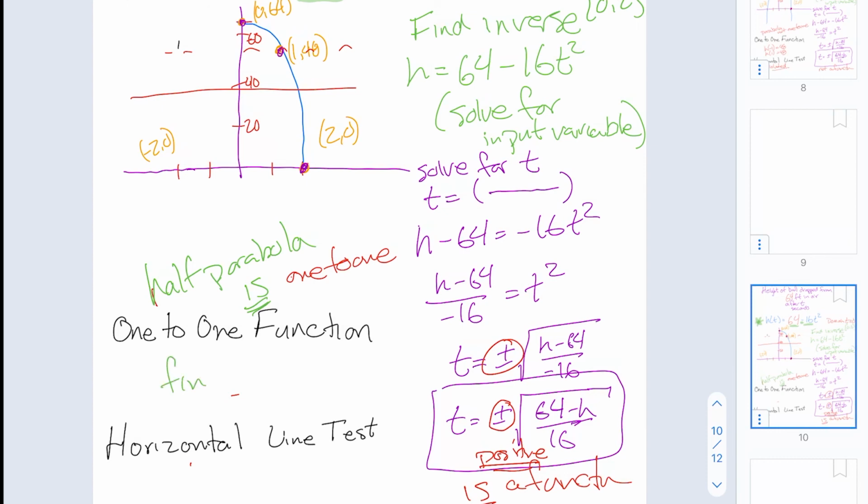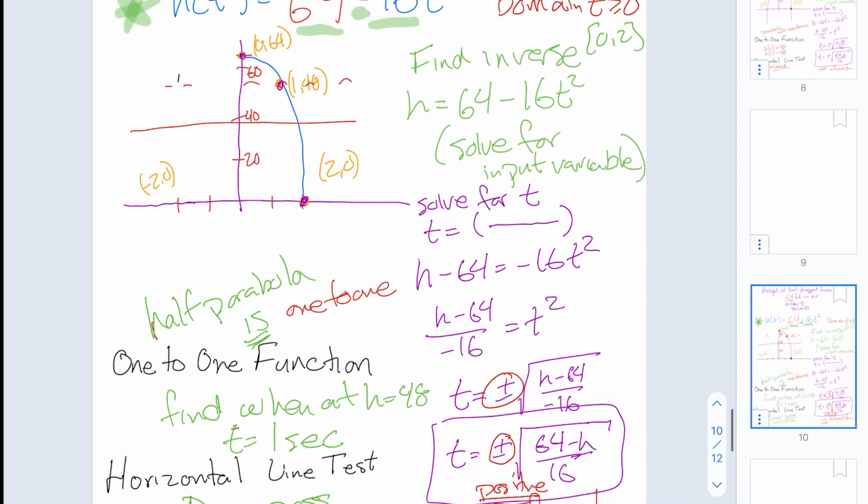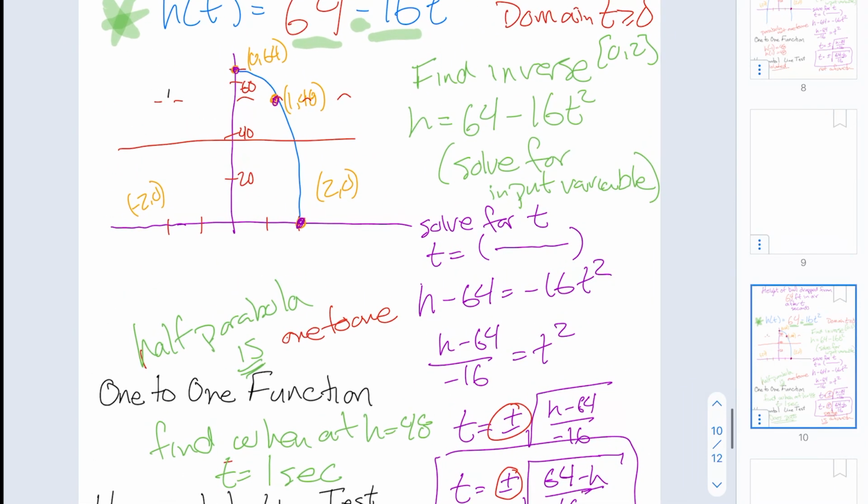But the point is, if I restrict the domain to the relevant values for this problem, it is one-to-one. If I ask you, find when it was at a height of 48, h equals 48, there's only one answer, t equals 1 second. And it does pass the horizontal line test. So all that is saying, if you have a function, if you graph it, you want to draw or think about the inverse, it has to be a one-to-one function in order to have an inverse.